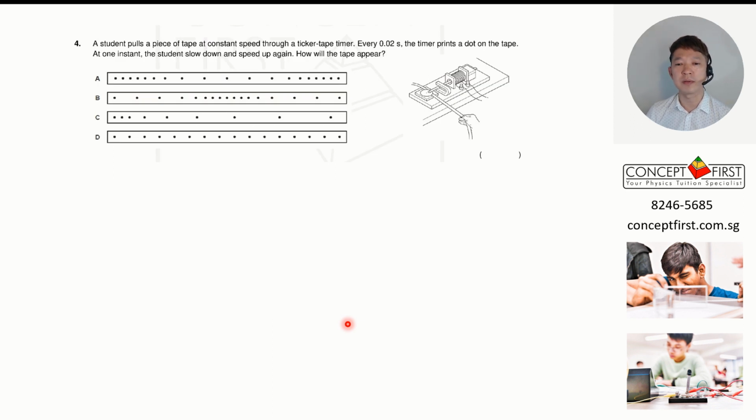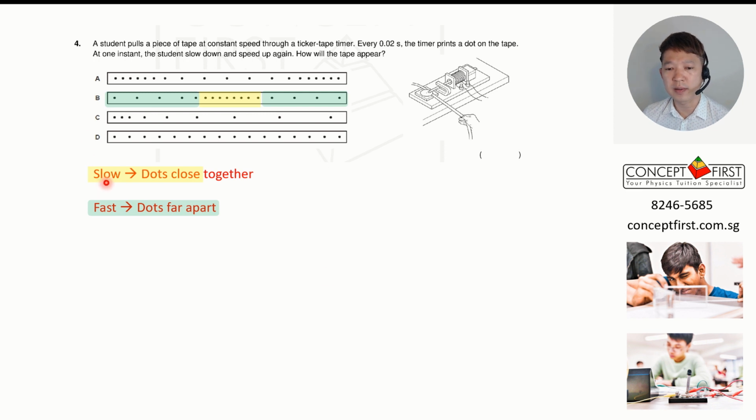So how do we deal with this? Now this gadget here, this device is vibrating and punching or creating dots on this strip of paper as the paper moves. So I need to know that when the paper is moving slowly, then the consecutive dots will be close together. And if it's fast, then the dots are far apart. So if we have slowing down and then speeding up again, we will then see here, slow down, speed up again. So answer is therefore B.